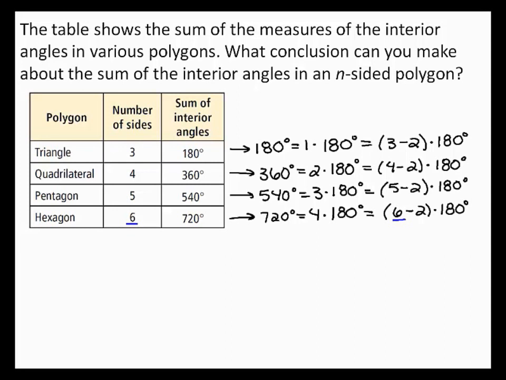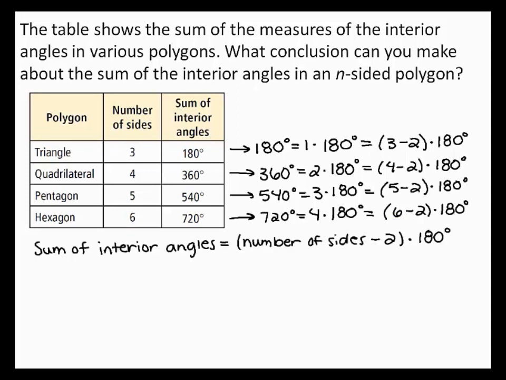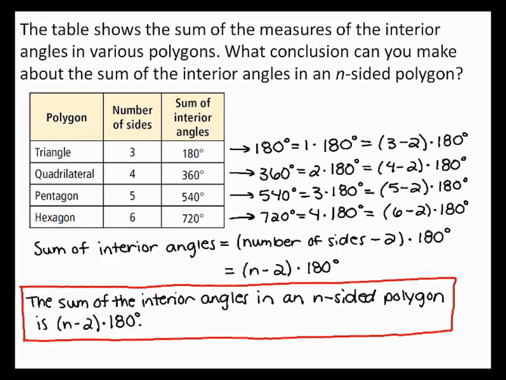So, the sum of the interior angles of a polygon is equal to the number of sides minus 2 times 180 degrees. If you let n equal the number of sides, you get the quantity n minus 2 times 180 degrees. Therefore, you can conclude that the sum of the interior angles in an n-sided polygon is the quantity n minus 2 times 180 degrees.